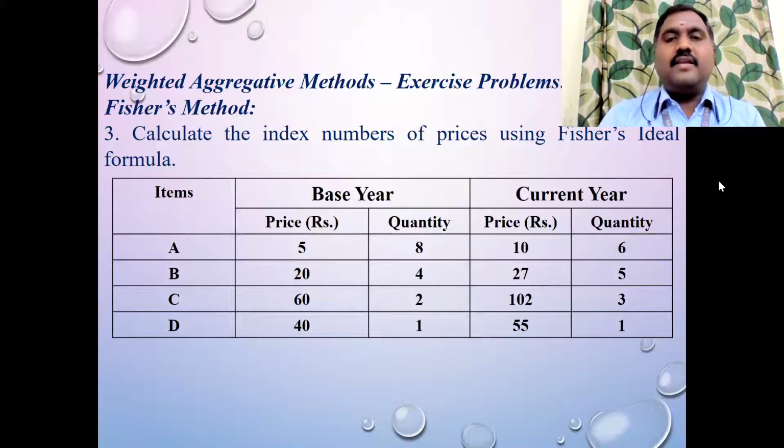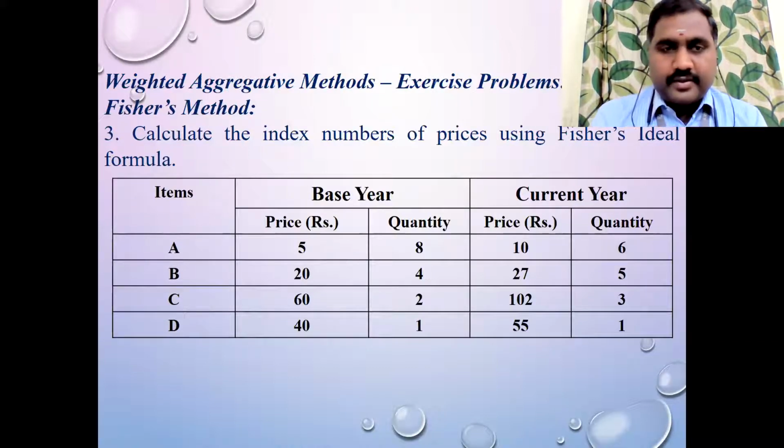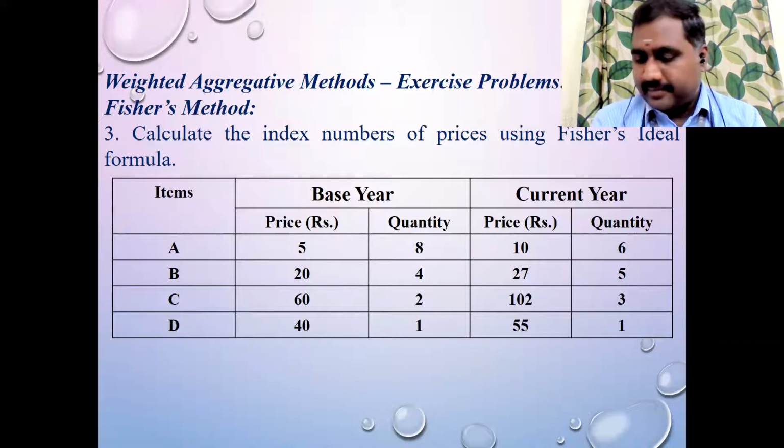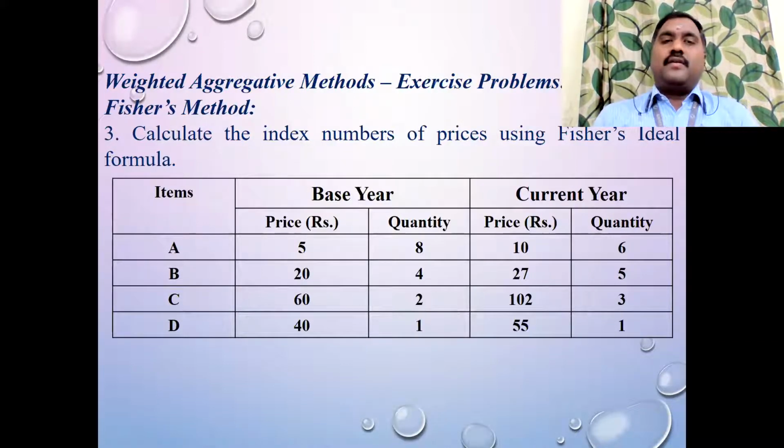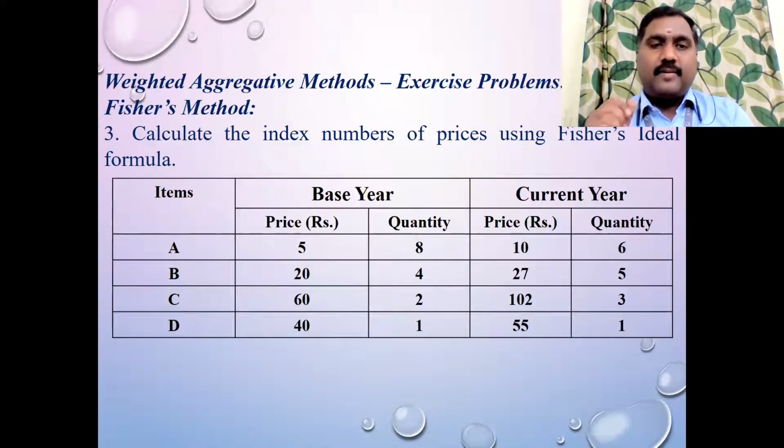Calculate the index number of price using the Fisher formula. See, there are 4 commodities, 4 items given, and they have given the price and quantity for the base year and the price and quantity for the current year. Copy this problem. Once you copy, please tell me. I will stop sharing this PPT and I will share the Word document.